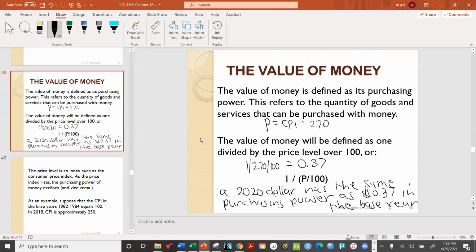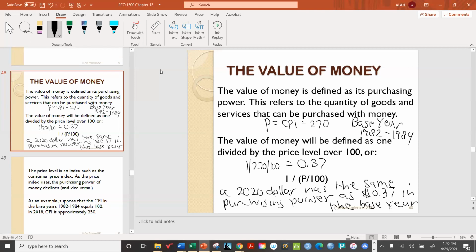All right. So in some ways, it's kind of interesting to think about it this way. Instead of saying, well, the base year, remember, the base year for this is the range from 1982 to 1984. We can think of it this way. Either you can think of it as prices are 2.7 times what they were in 1982 to 84, or, and this might even be a more meaningful way of thinking about it, a dollar today can buy what 37 cents could buy during the base year.